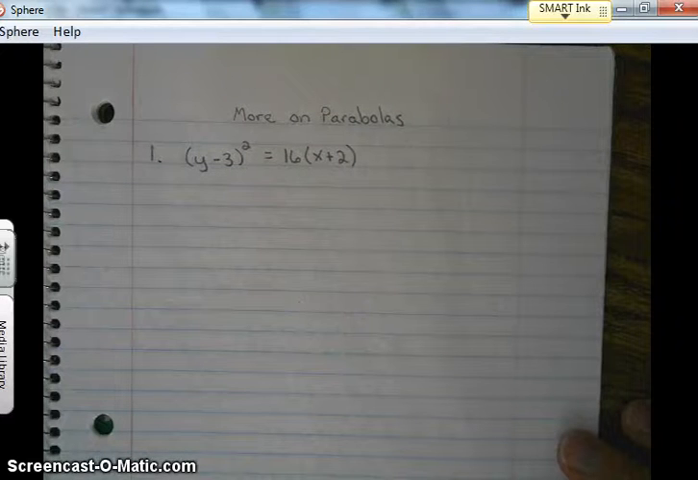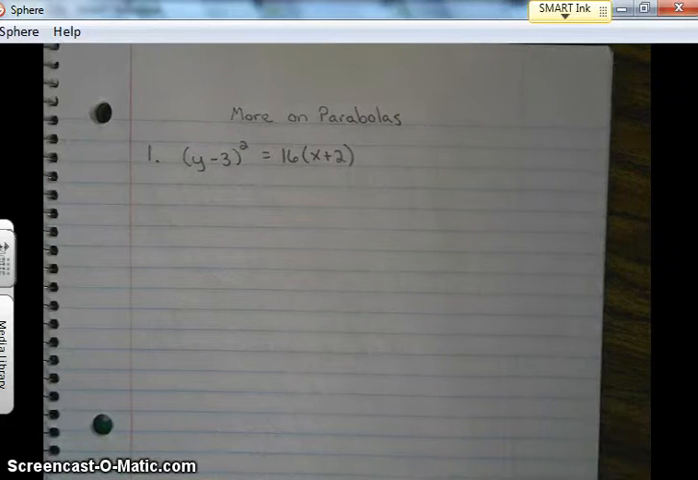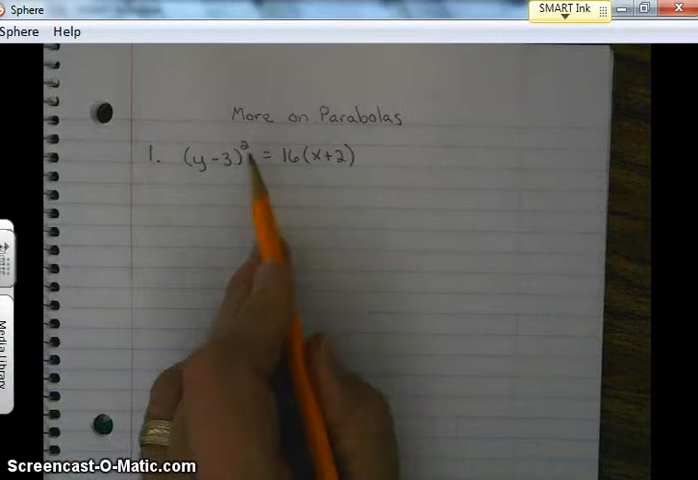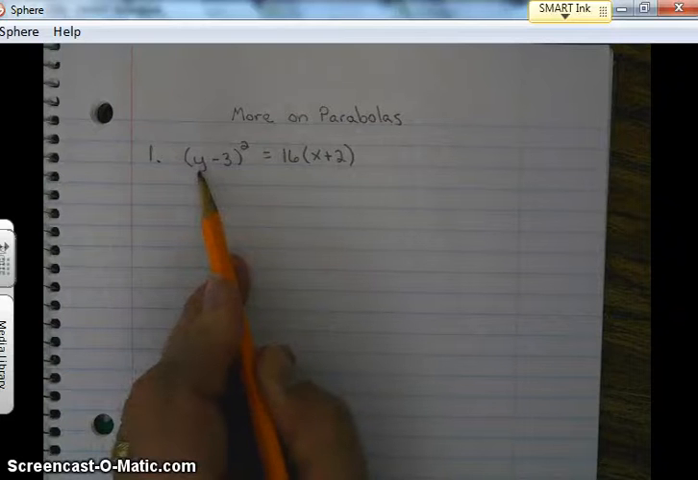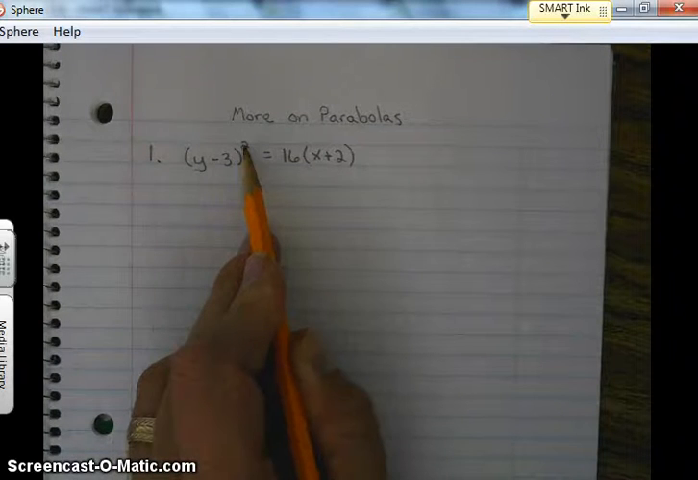So here's an equation, and you're supposed to find the vertex, focus, directrix, and graph it. Well, when you look at this, first of all, you know it's going to be a parabola because of the square. And notice the square is on the y. That means that this parabola is going to open either to the left or to the right.